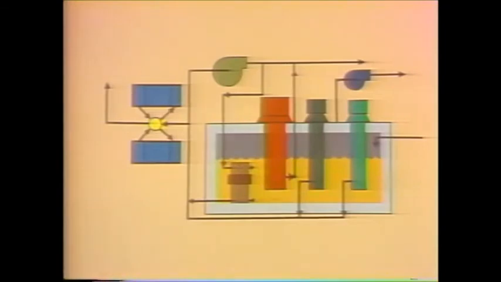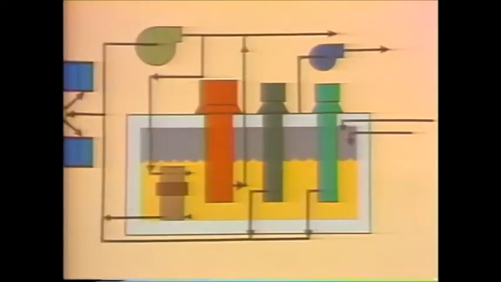Now, you saw this drawing in the last segment. Here's the main lube oil pump, here's the booster pump, and here's the oil reservoir. A typical flow path is as follows. The main lube oil pump receives oil from the booster pump, located in the reservoir.